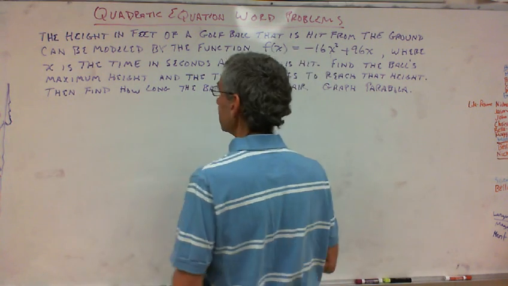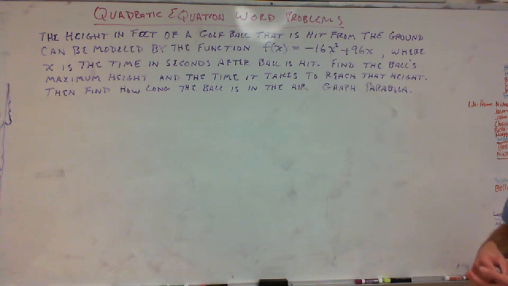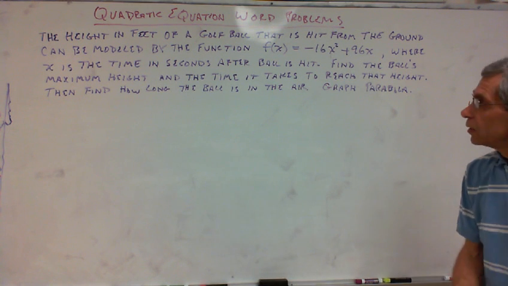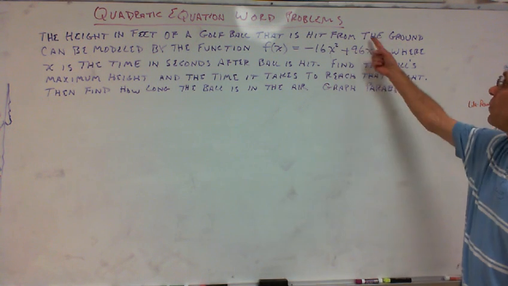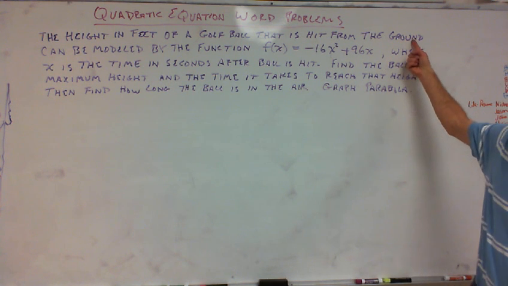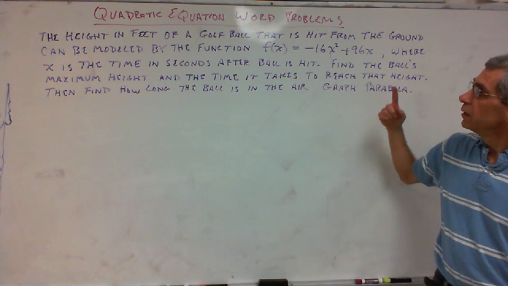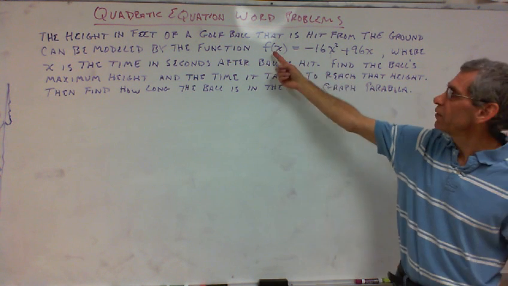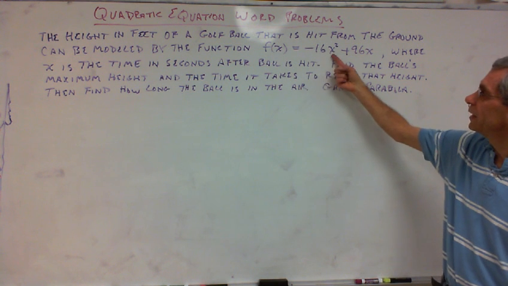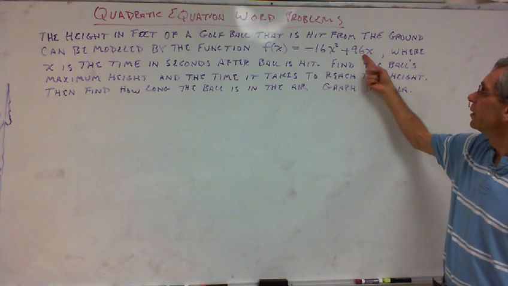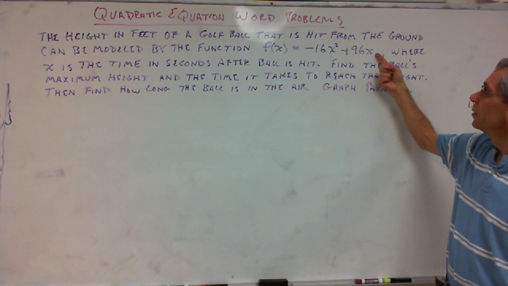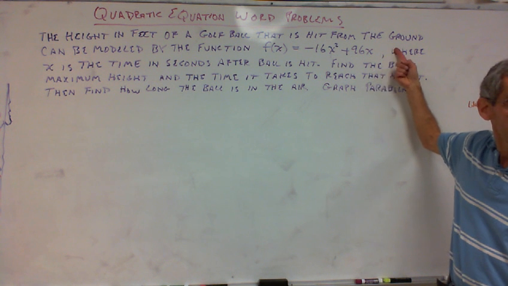So let's see what this says. It says the height in feet of a golf ball that is hit from the ground, meaning it's at 0, its height when it starts is at 0, can be modeled by the function f of x equals negative 16x squared plus 96x plus the initial height. What's the initial height?